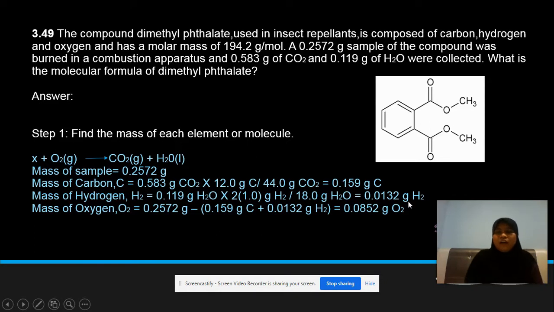So the mass of hydrogen, I get 0.0132 gram of hydrogen. Lastly, we must find the mass of oxygen. How to find the mass of oxygen? We just take the mass of sample, then subtract the mass of carbon and mass of hydrogen that we have found before. Then we get the mass of oxygen, which is 0.0852 gram of oxygen.